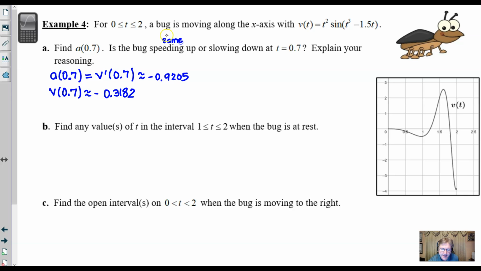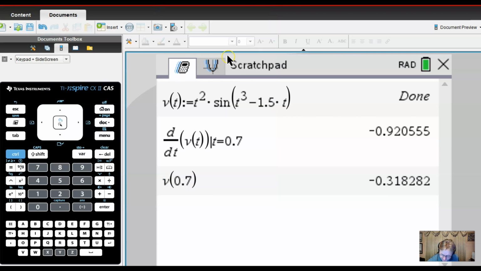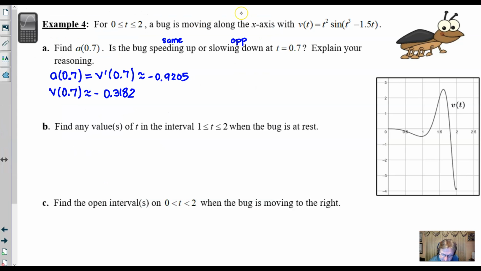Now that we have both our values of A and V, remember speeding up means that your signs are the same. Slowing down means your signs are opposite. And we're talking about the sign of the velocity and acceleration. Here we see that both of them have the same sign. So basically what's happening is that this bug is moving to the left because the velocity is negative, and the acceleration sign, sorry, is negative as well, which means that force is pulling it left even faster. And so we'll say that result, oops, go back to the document here. So we're going to say the bug is speeding up.